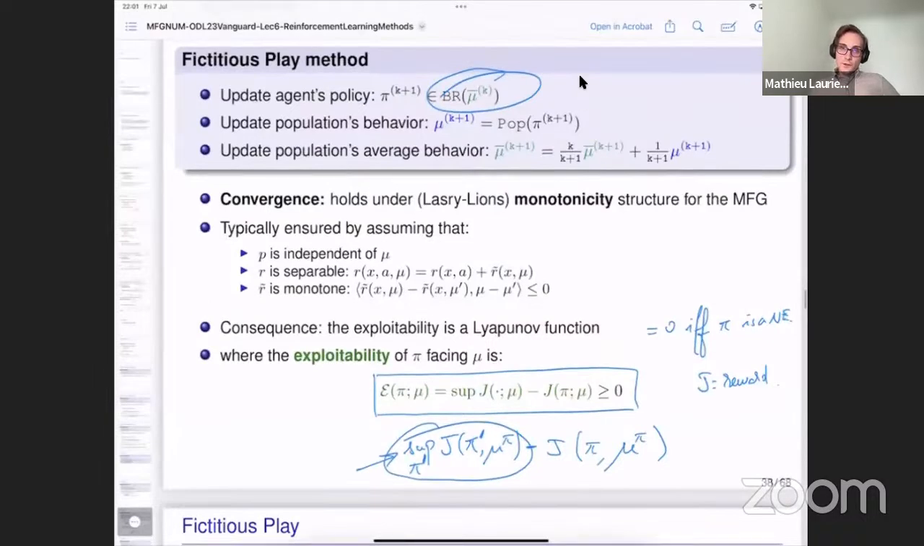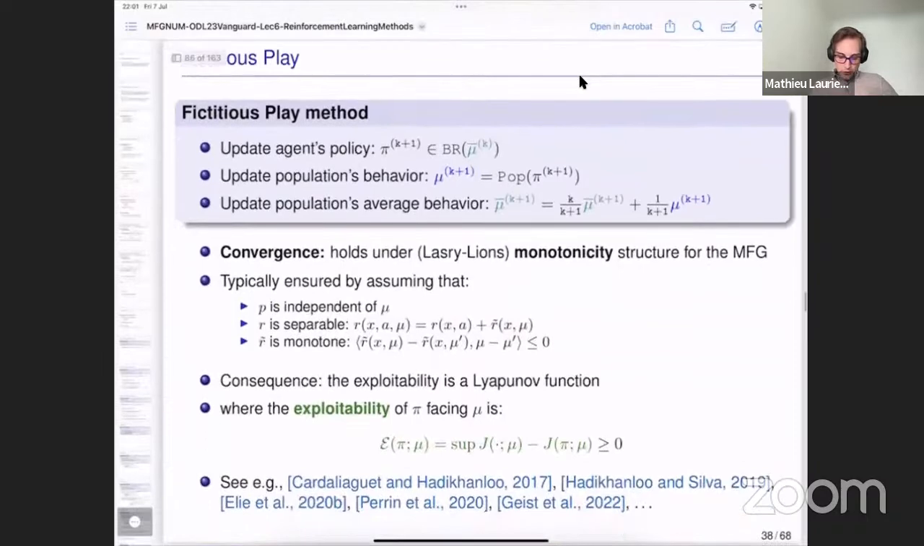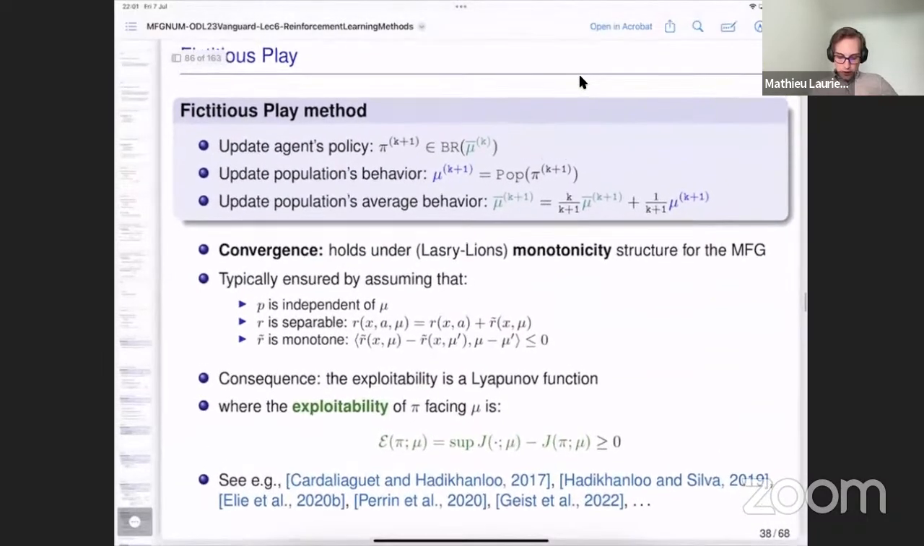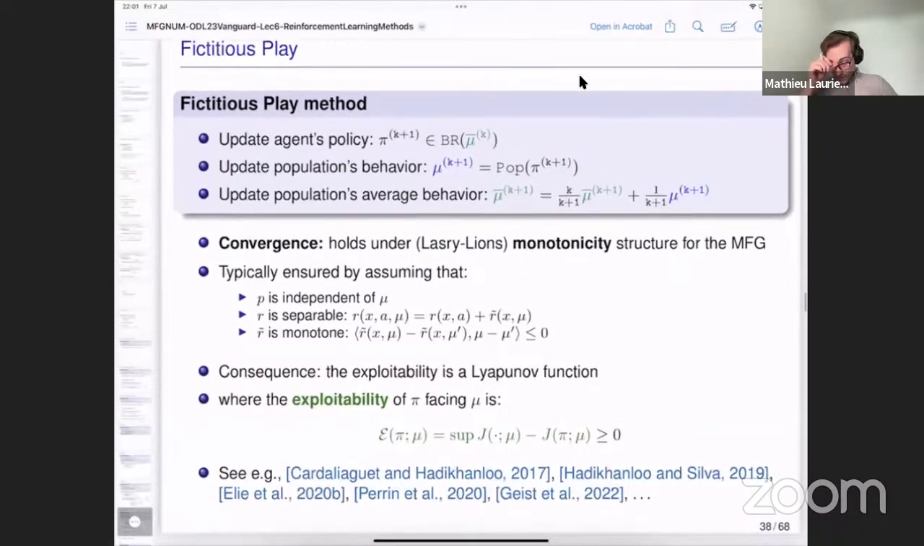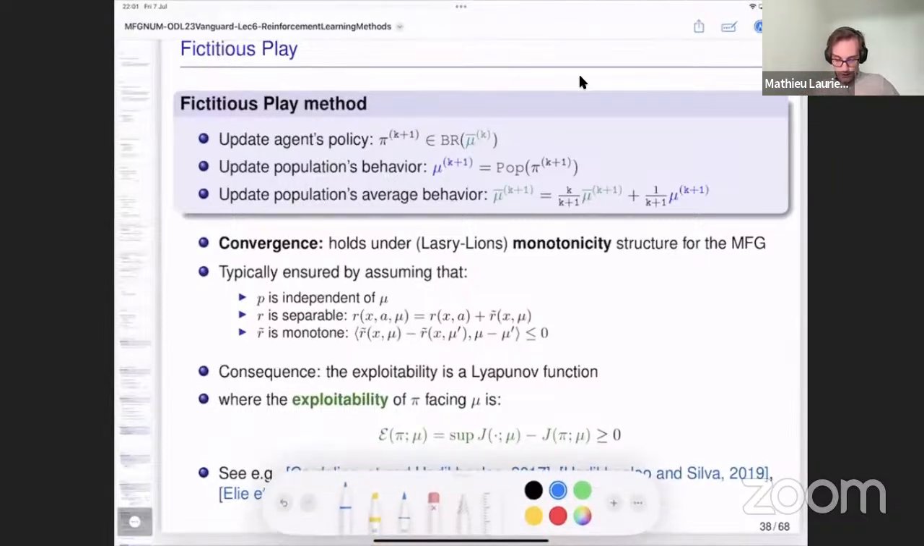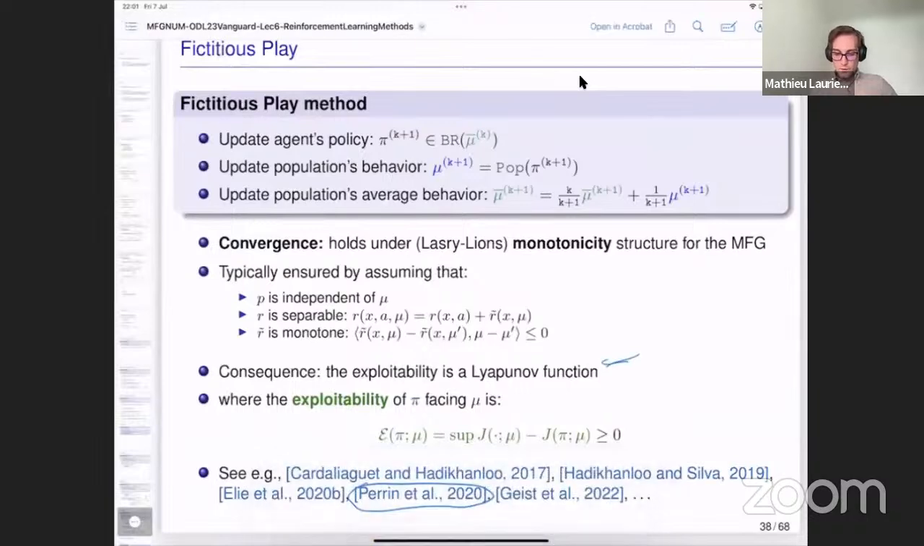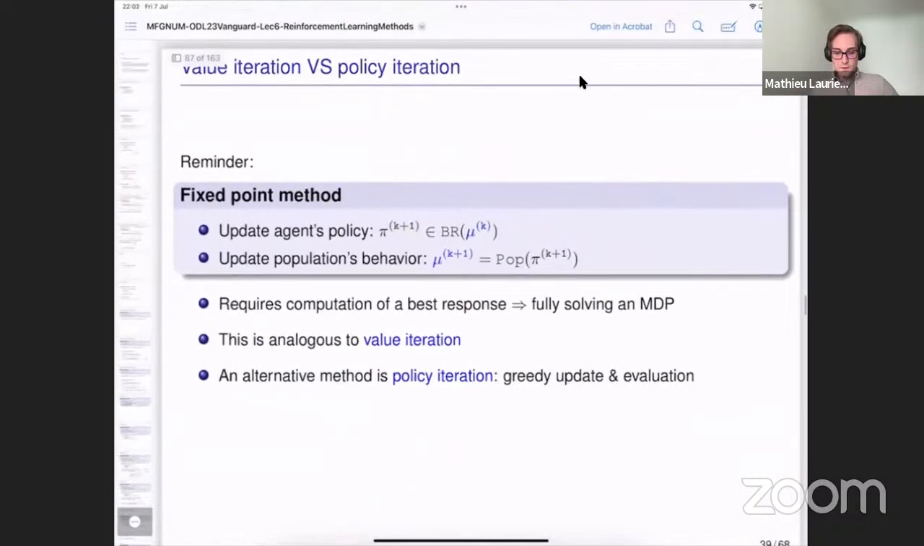So this is for fictitious play. I already discussed it before. Here I give some extra references. So if you want to see this proof, I think it's actually in this paper. If you want to see the proof of convergence based on the Lyapunov point of view for a continuous time version of fictitious play, meaning the updates are done in continuous time.